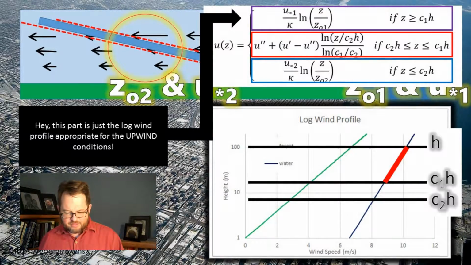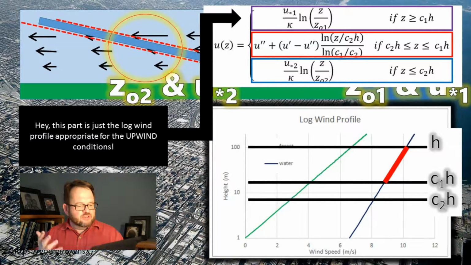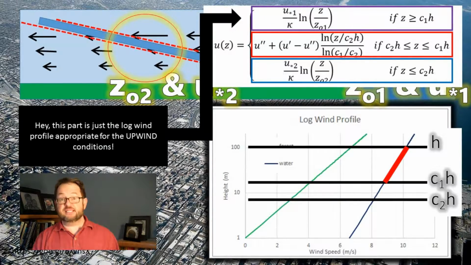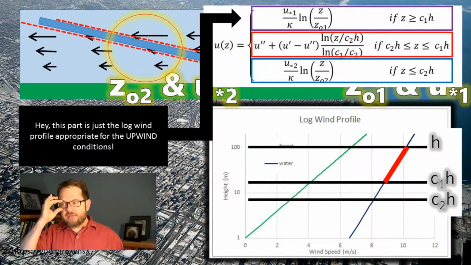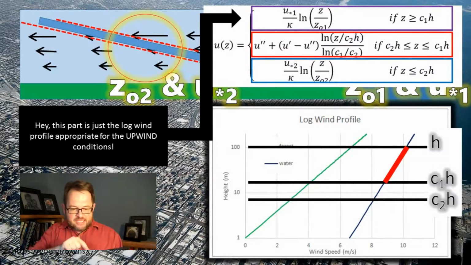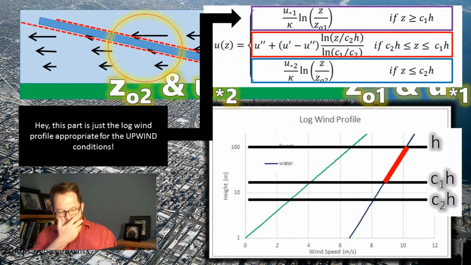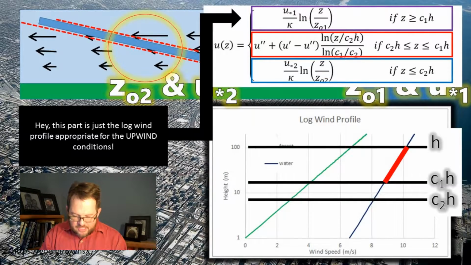All right, let's look at the top one. U star 1 over kappa log z over z naught 1. Hey, that's just the log wind profile. That's the log wind profile from the upwind conditions, where U star was U star 1, whatever the value of U star was over, in this case, the lake. And z naught 1 is just the value of the aerodynamic roughness length over the lake. All that that top purple equation is, is the piece of the log wind profile from over the lake, but just the part in the top 70% of the profile. Okay, so I've highlighted that with red. That is a piece of our wind profile.